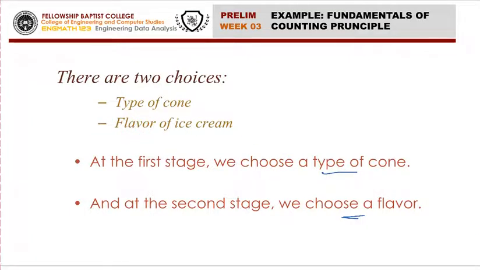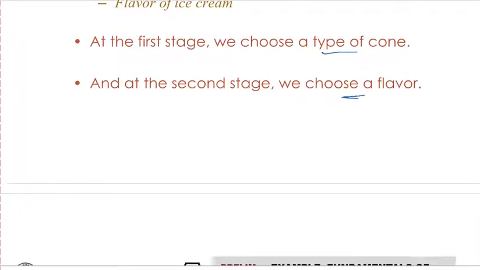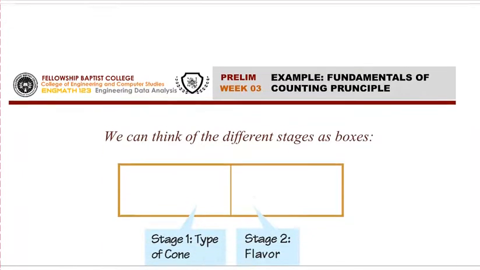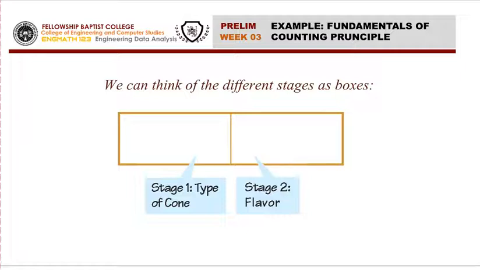So with this, we will use the fundamental principle of counting. And what can we do? We can think of the different stages as boxes. At the first stage, we fill in our possibilities for choosing the type of cone. We know that we have 3 possible options for the cone and 31 possible choices for your flavor.